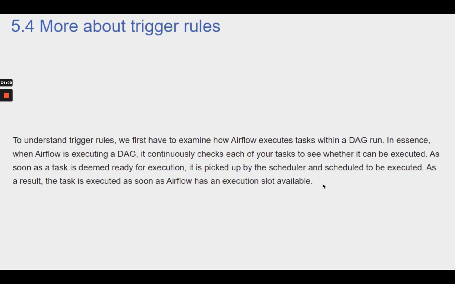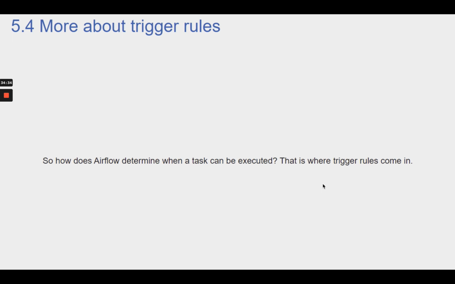To understand trigger rules, we first have to examine how Airflow executes tasks within a DAG run. In essence, when Airflow is executing a DAG, it continuously checks each of your tasks to see whether it can be executed. As soon as a task is deemed ready for execution, it is picked up by the scheduler and scheduled to be executed. As a result, the task is executed as soon as Airflow has an execution slot available. So how does Airflow determine when a task can be executed? That is where trigger rules come in.